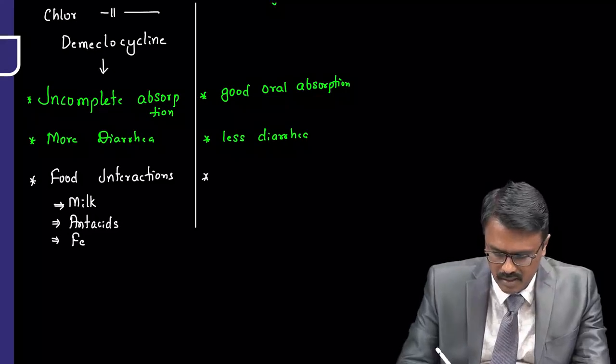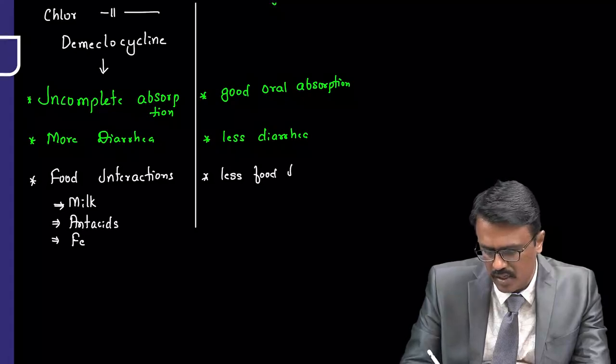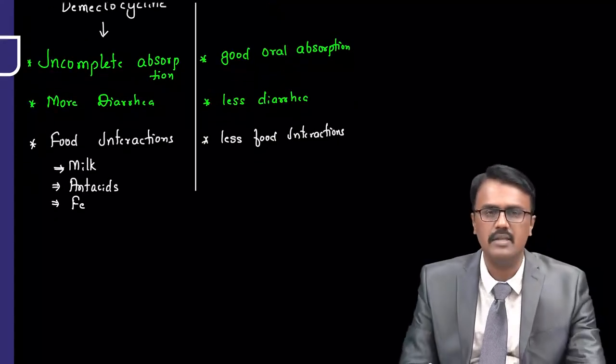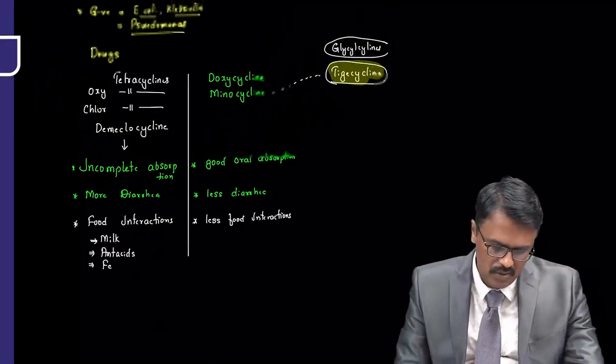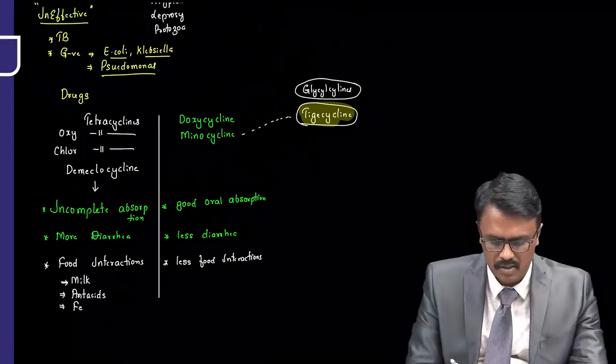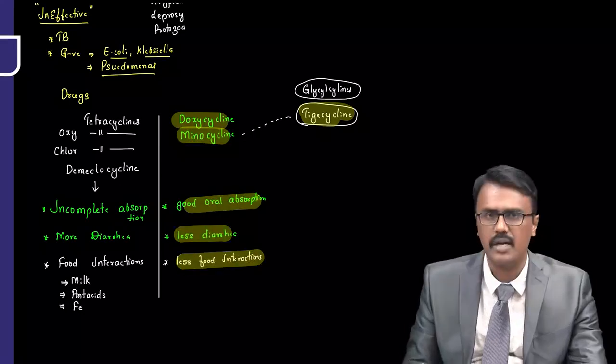Now in the newer ones, interactions are less. So less food interaction, so you can give it with food, you can give it with milk. The drugs are doxycycline and minocycline. That's the reason why these are safer to use nowadays. So that is the difference between the older one and the newer one. Doxycycline and minocycline have good oral absorption, less diarrhea, and less food interactions.